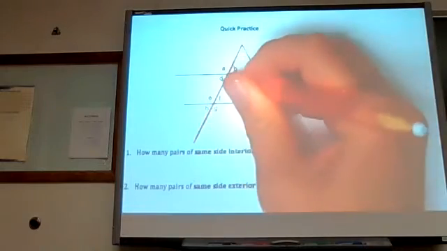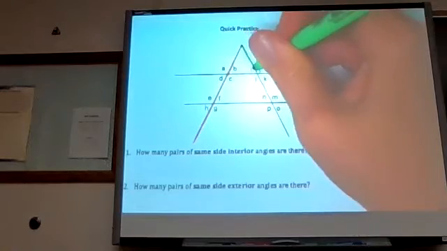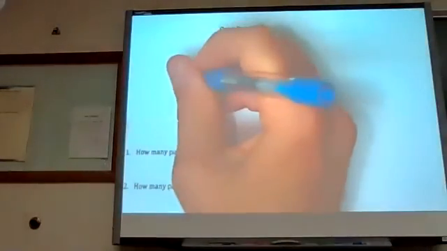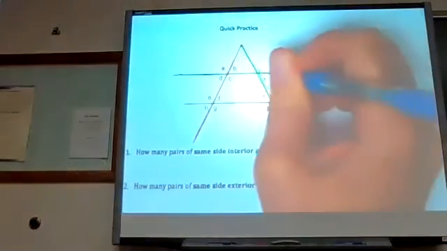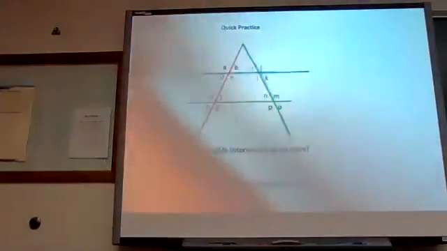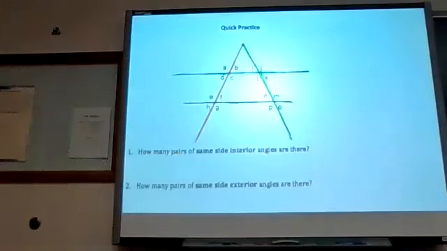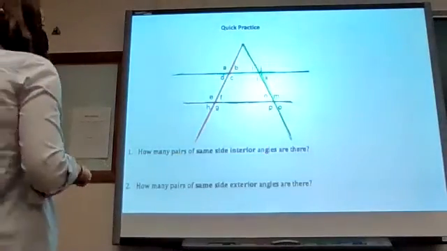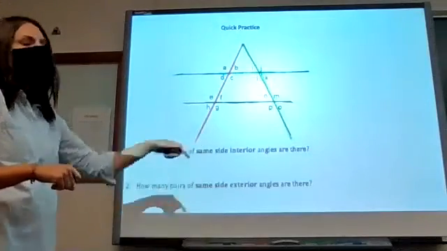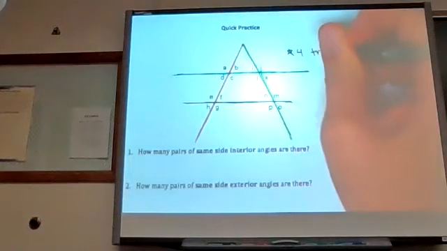There's 1 here because it's hitting 2 lines. There's one here that's hitting two lines. This is also a transversal because it's hitting two lines. And then last, this is also a transversal because it's hitting two lines. So now we've got a little bit of a challenge. It says, how many pairs of same side interior angles are in this diagram? So first, let me just note we said there are 4 transversals.